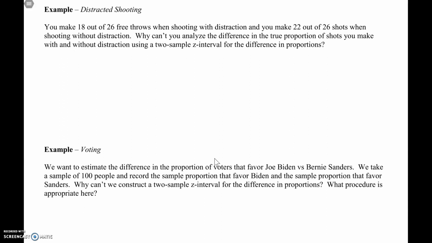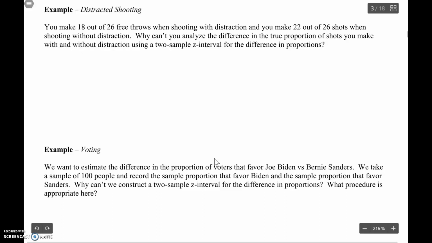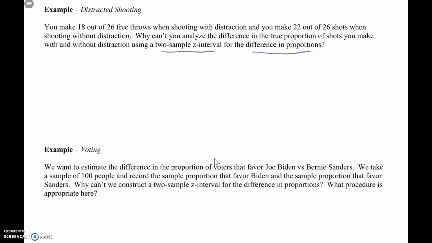Distracted shooters. You make 18 out of 26 free throws when shooting with distraction, and you make 22 out of 26 shots when you're shooting without distraction. Why can't you analyze the difference in the true proportions of shots you made with and without distraction using a two-sample z interval for the difference in proportions? So we haven't really talked about how to do it yet, but this question is saying, why can't you do it? Which is a little strange, I guess. But basically what they're saying is one of the conditions perhaps fails, and that's why you can't do it.